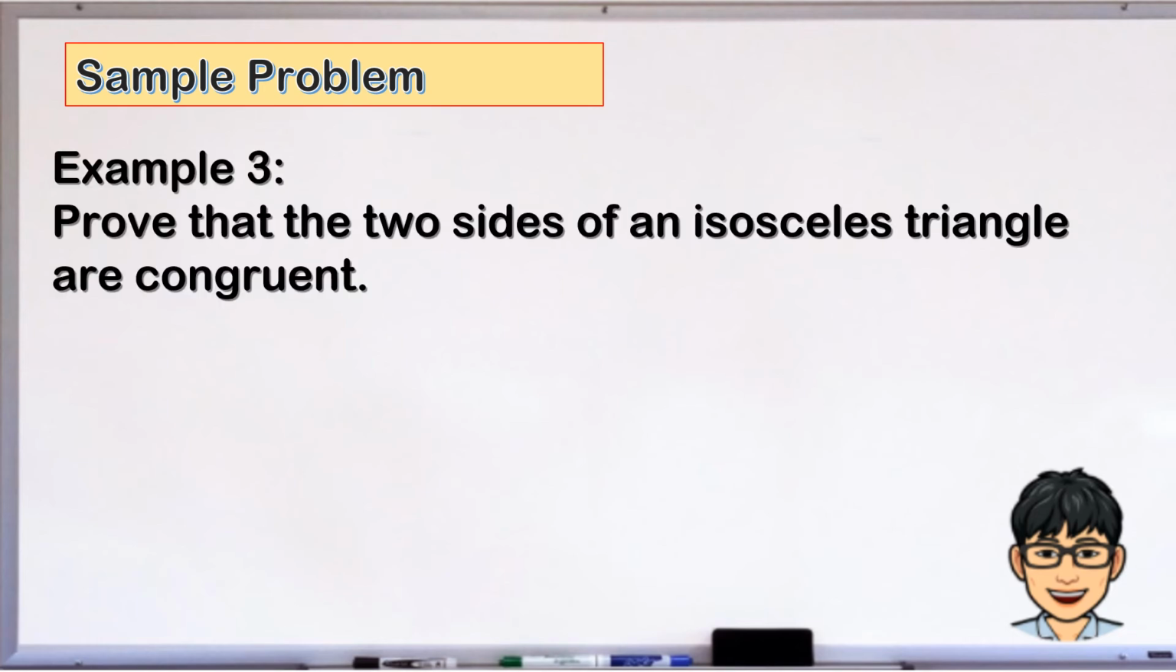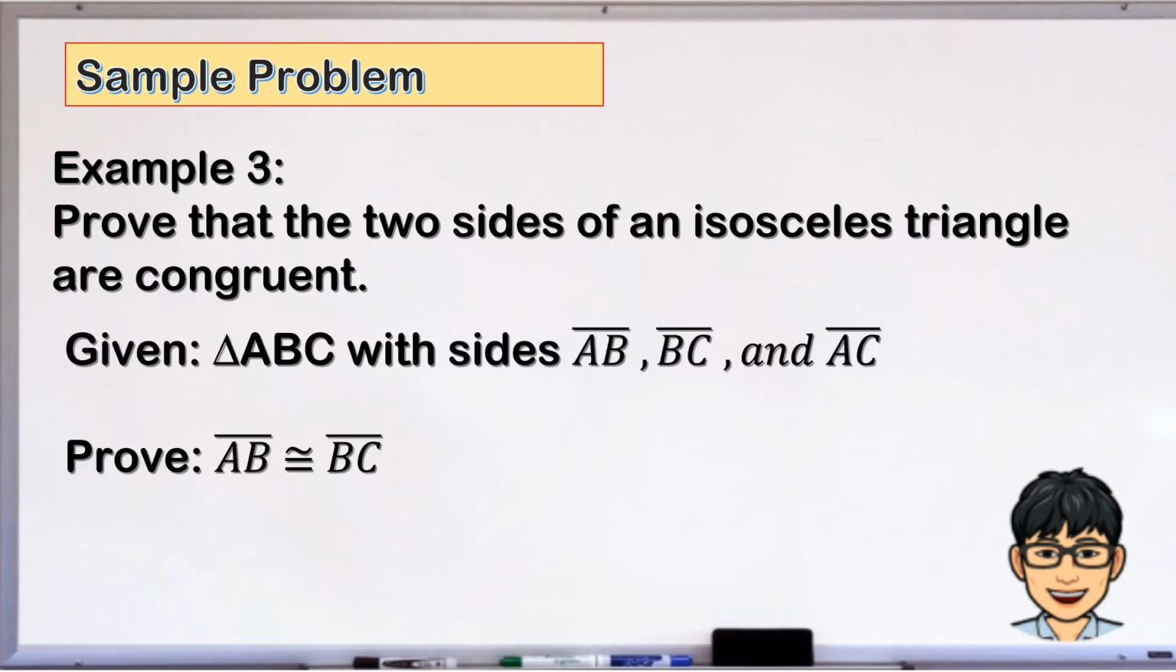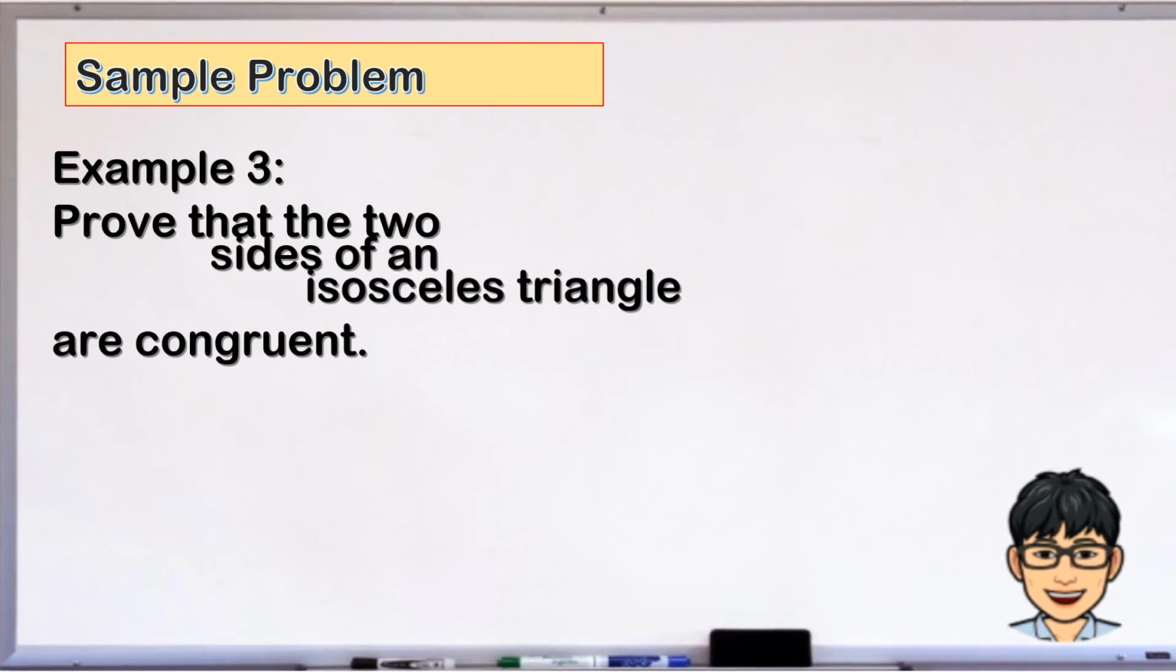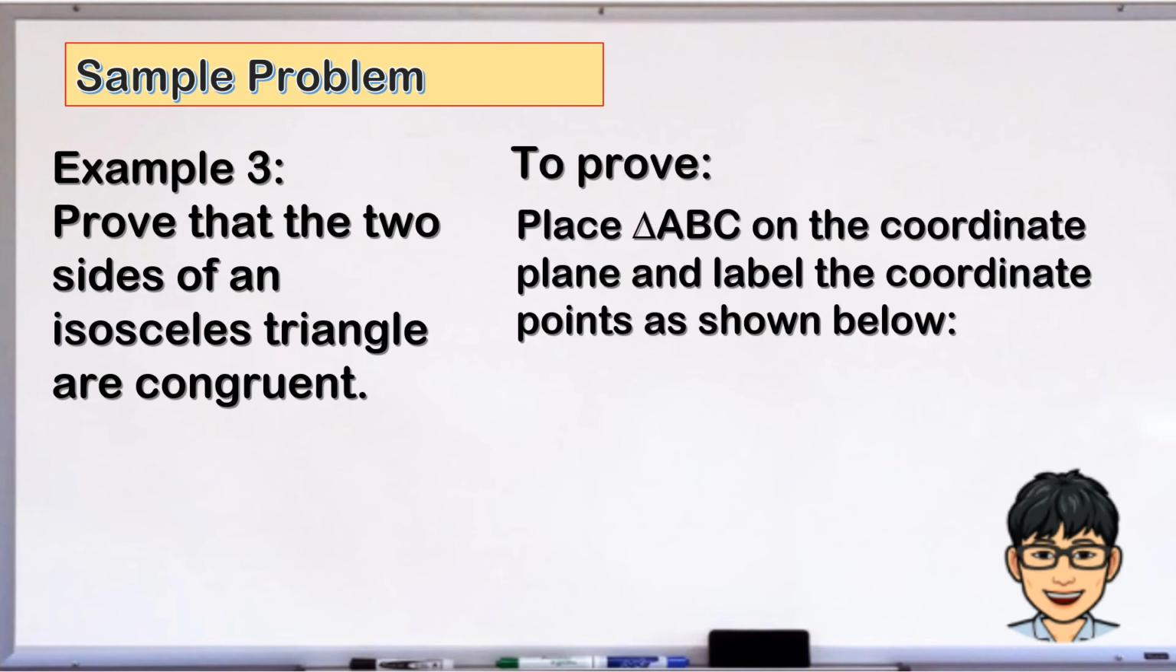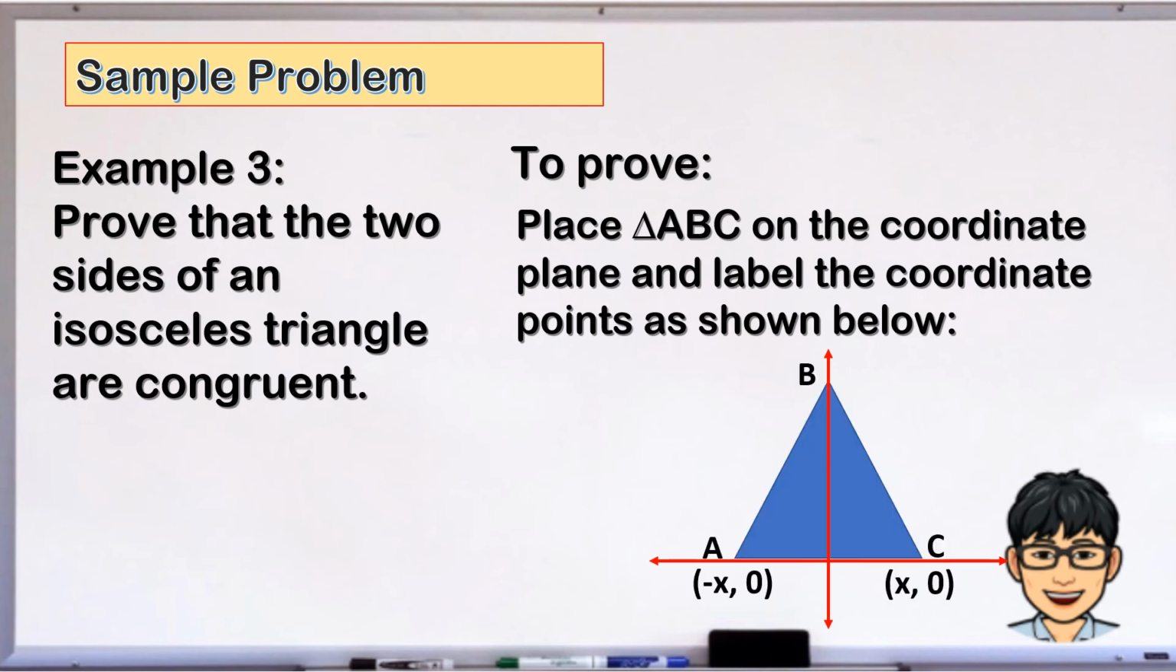Now let us have the last example. Prove that the two sides of an isosceles triangle are congruent. Given that triangle ABC with sides segment AB, segment BC, and segment AC, and prove that segment AB is congruent to segment BC. So to prove, place triangle ABC on the coordinate plane and label the coordinate points as shown below.